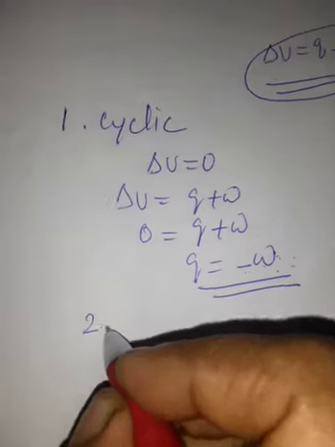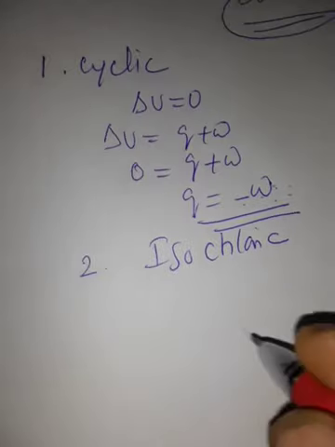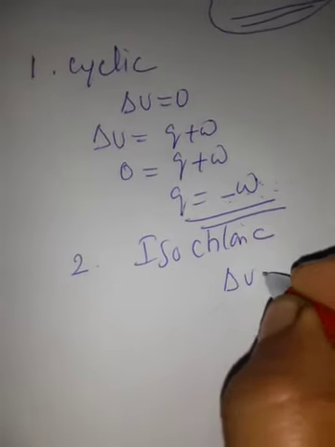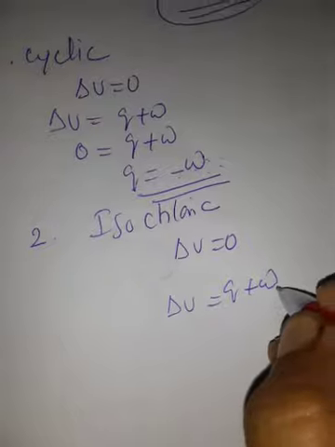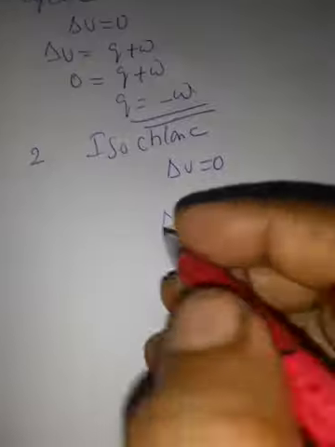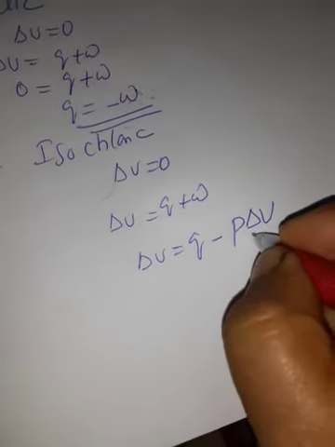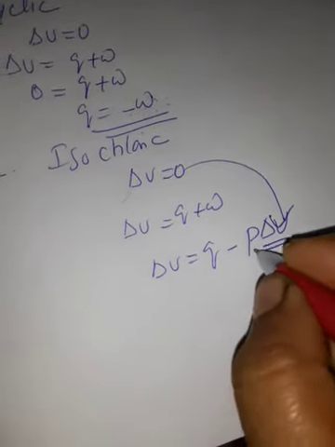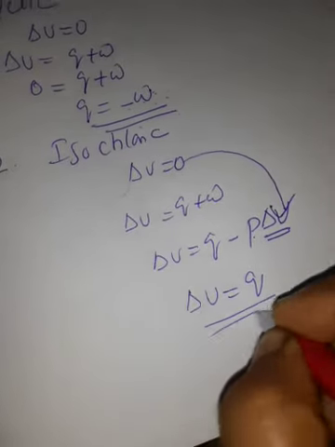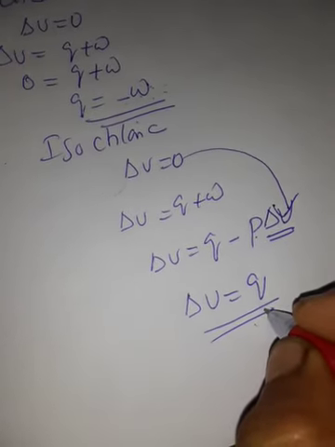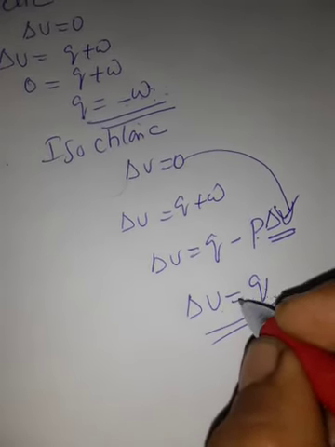Case 2: if it is an isochoric process, isochoric means no change in volume, that is del V is equal to 0. So del U is equal to Q plus W, where W is work done, giving del U is equal to Q minus P del V. Since del V is equal to 0, 0 into P goes to 0. So del U is equal to Q. In other words, during an isochoric process, the heat Q supplied to the system is converted to its internal energy.